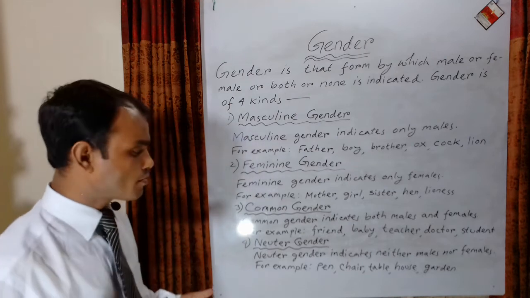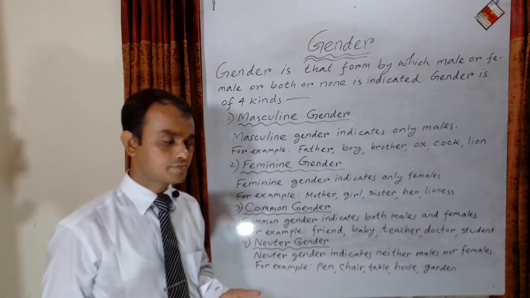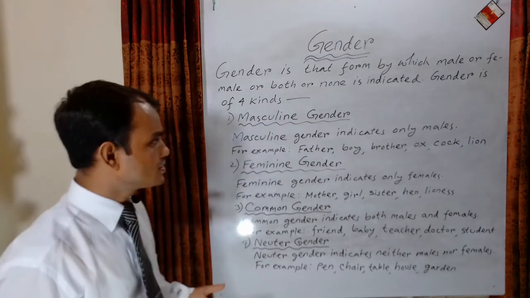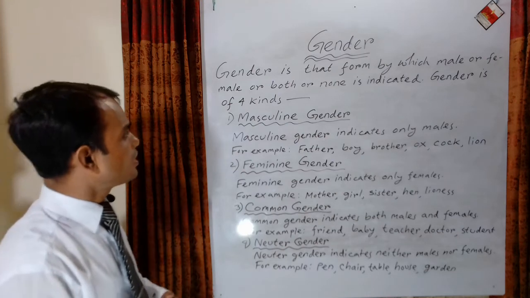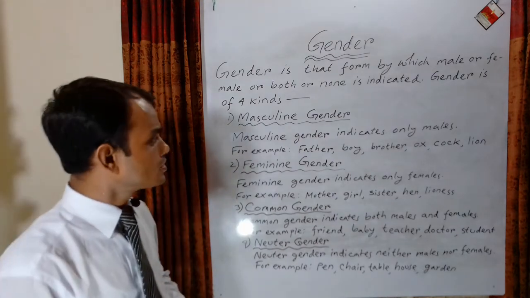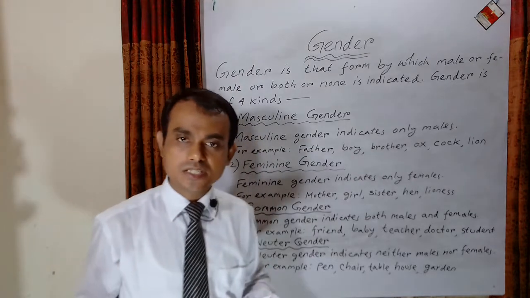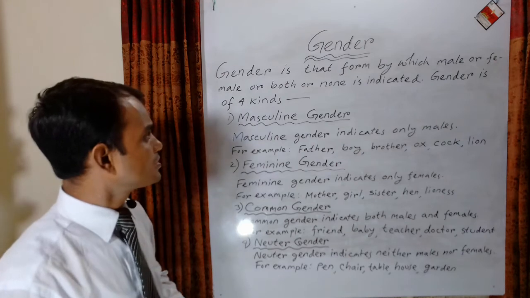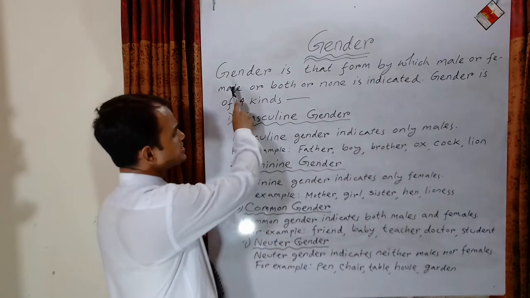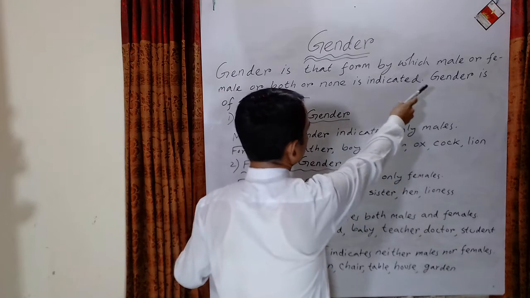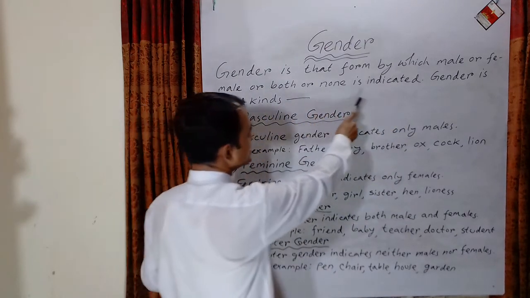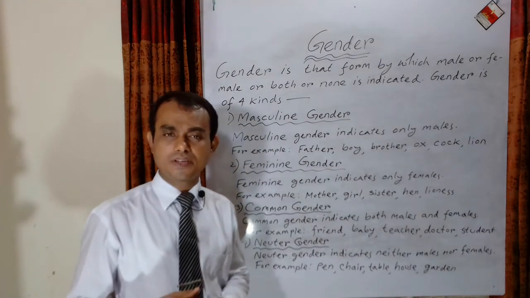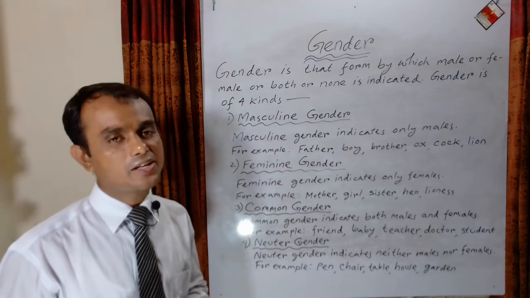For example, pen, chair, table, house, and garden. Dear students, I have already finished teaching all about gender. I repeat, gender is that form by which male or female or both or none is indicated. Gender is four kinds: masculine gender, feminine gender, common gender, and neuter gender.